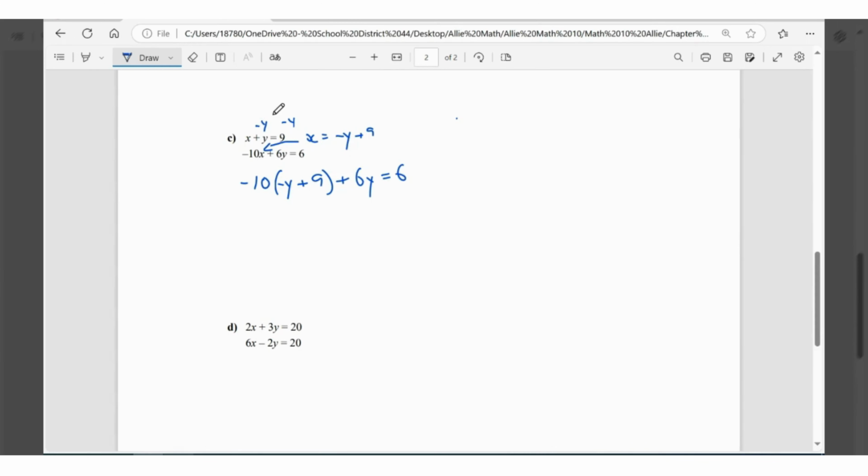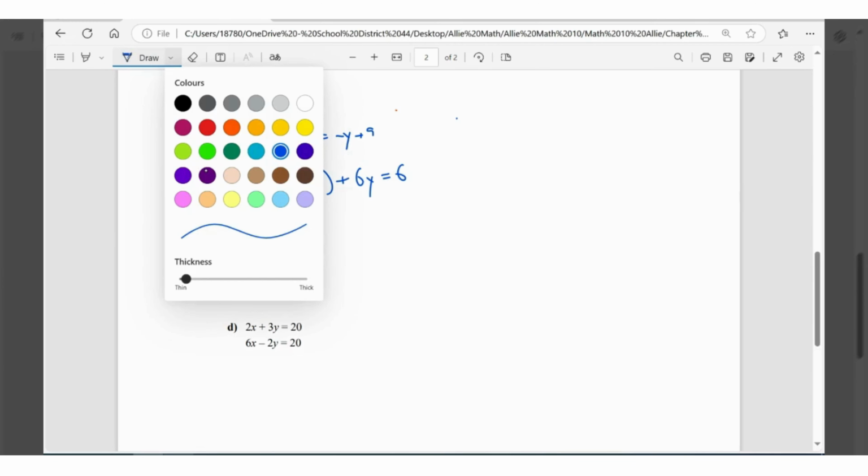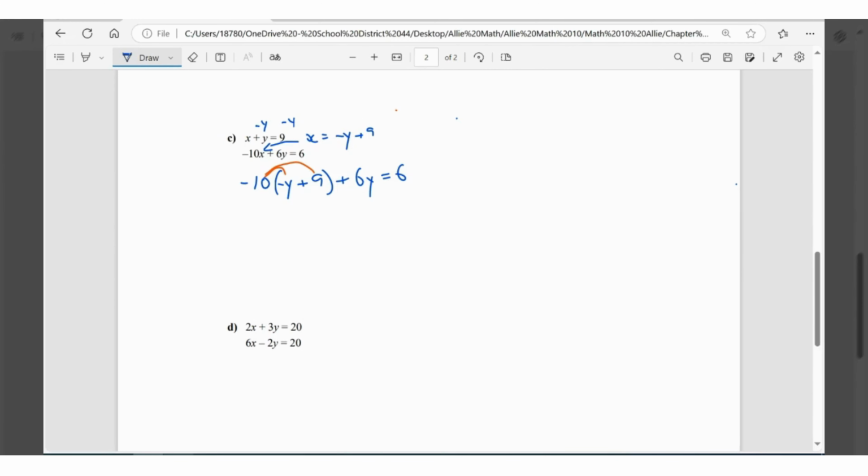So now we're solving for our y's. Let's distribute this negative 10 inside the brackets. So negative 10 times y gives us positive 10y, and negative 10 times 9 is negative 90. And then we just have this stuff left over, plus 6y equals 6.